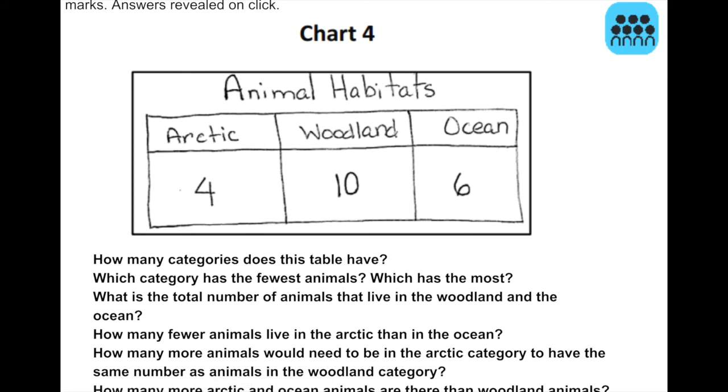Then those last couple, I'll let you read over them and go over them. And just be thinking about how you would solve those problems. Okay, let's go to the next slide.